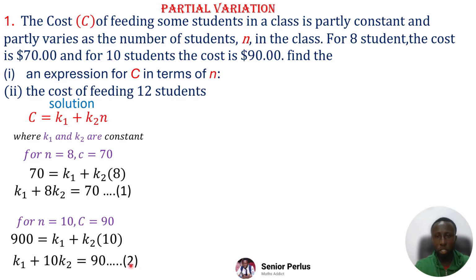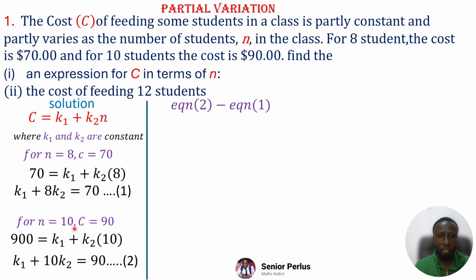Then this is our equation 2. Find an expression for C in terms of N. So we have to solve this simultaneously to find the constants. Here we have two constants, unlike direct, inverse, or joint variation where there was just one constant. So you have to solve these equations simultaneously to find k1 and k2.